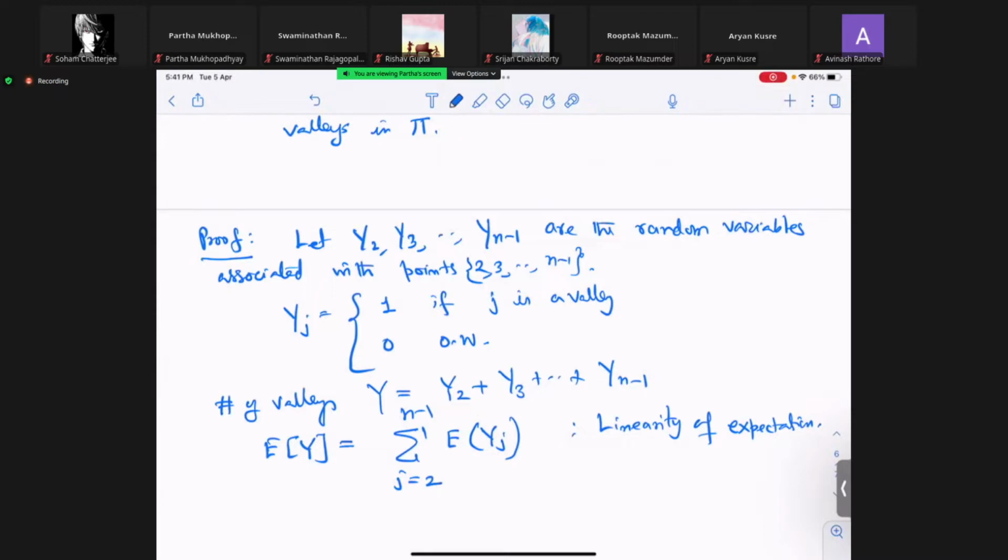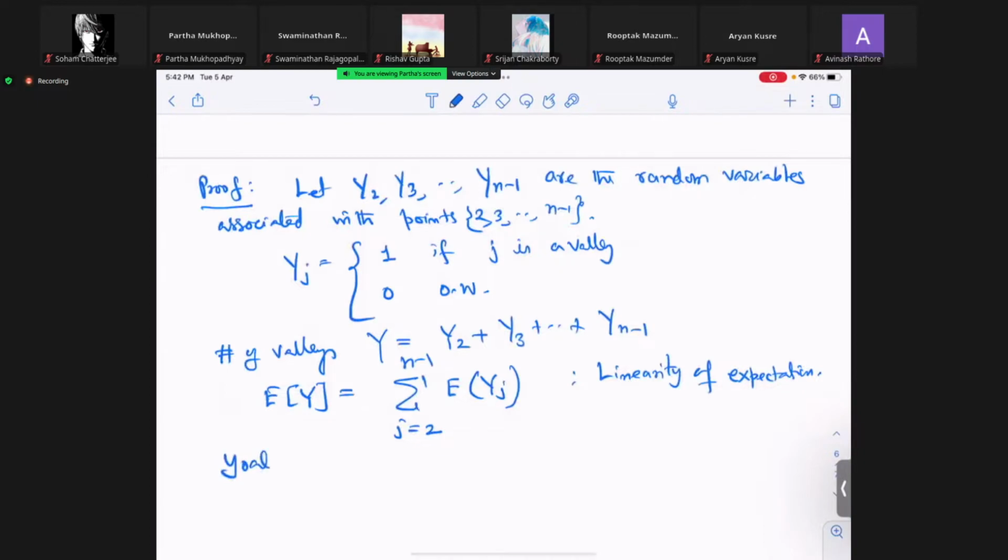I have sampled a permutation uniformly at random. What is the probability that the element associated with j by the permutation is smaller than the element associated with j minus 1 and j plus 1? That's the probability I want to estimate. So the goal is to compute this.